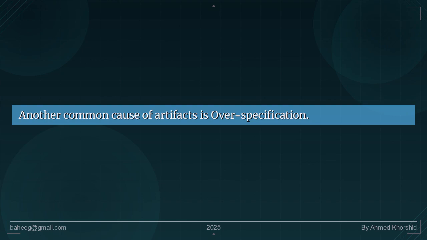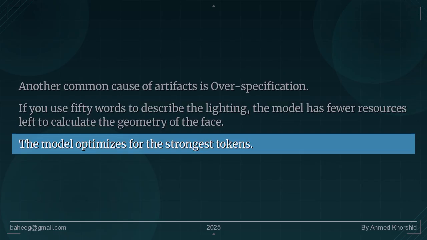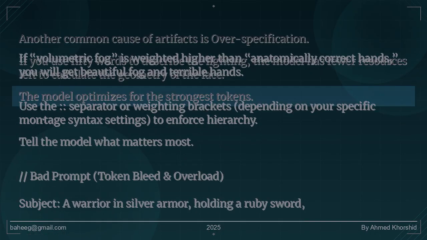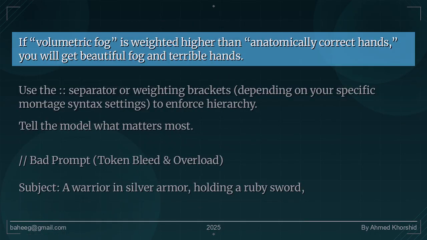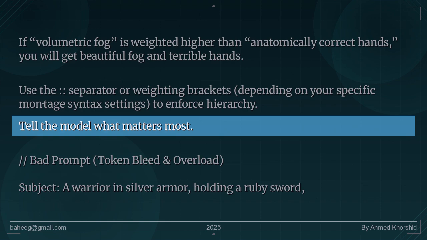Another common cause of artifacts is overspecification. If you use 50 words to describe the lighting, the model has fewer resources left to calculate the geometry of the face. The model optimizes for the strongest tokens. If volumetric fog is weighted higher than anatomically correct hands, you will get beautiful fog and terrible hands. Use the separator or weighting brackets, depending on your specific Montage syntax settings, to enforce hierarchy. Tell the model what matters most.